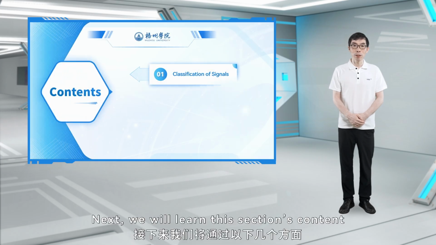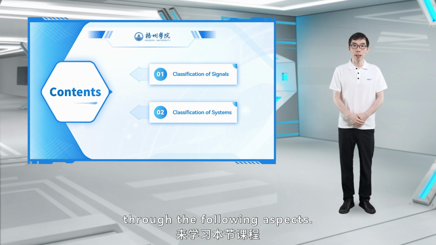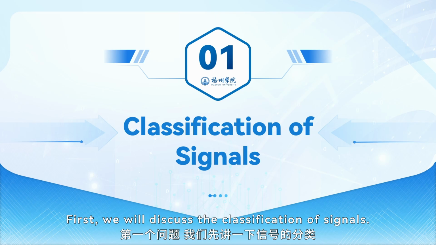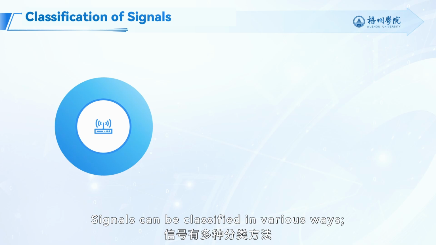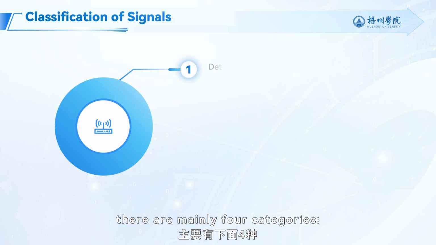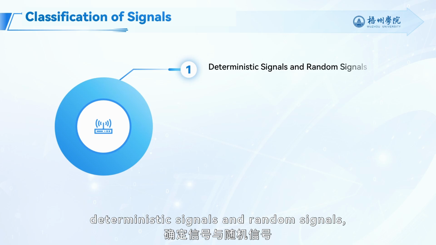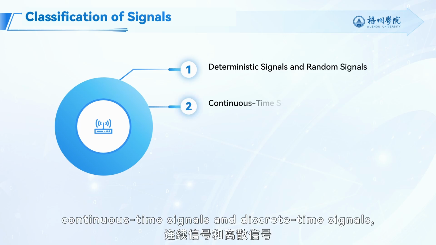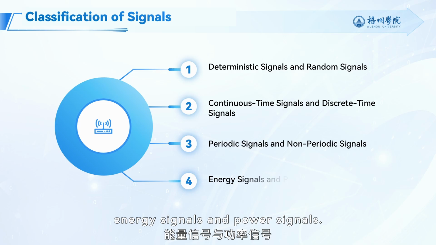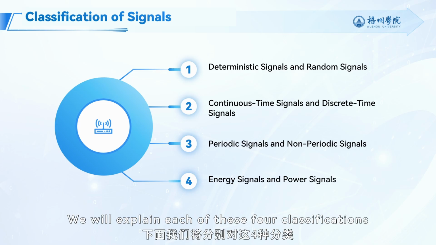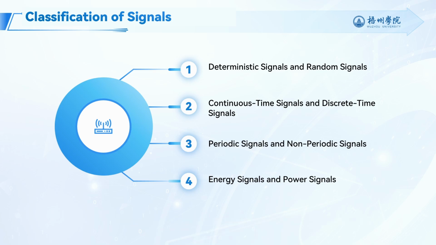Next, we will learn this section's content through the following aspects. First, we will discuss the classification of signals. Signals can be classified in various ways. There are mainly four categories: deterministic signals and random signals, continuous time signals and discrete time signals, periodic signals and non-periodic signals, energy signals and power signals. We will explain each of these four classifications in detail below.